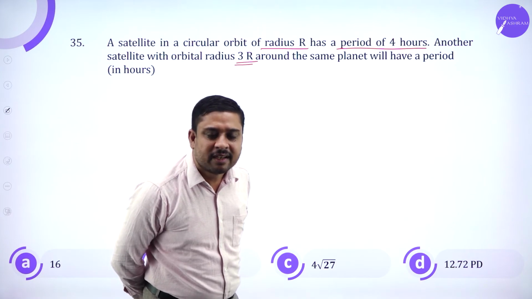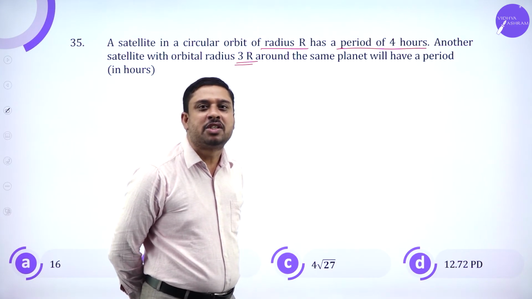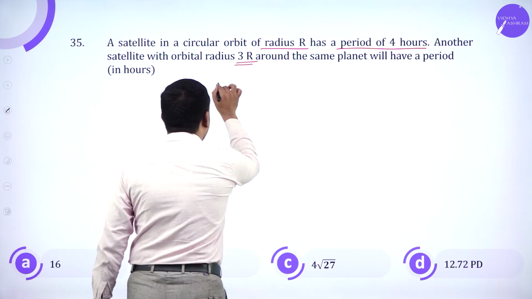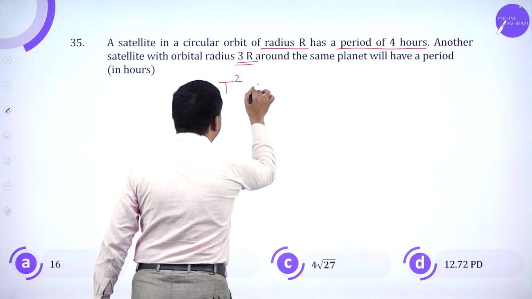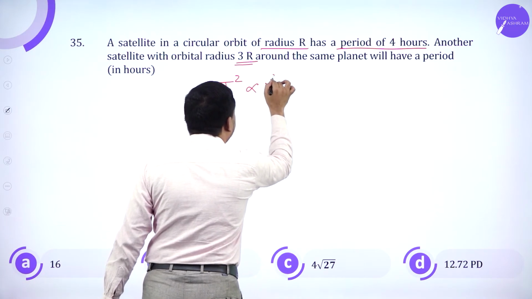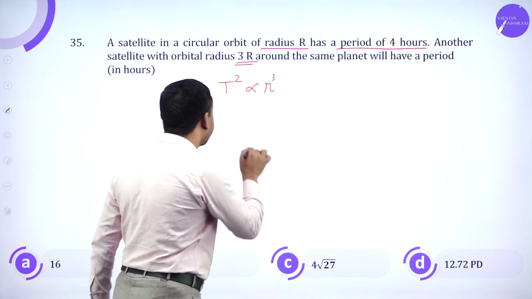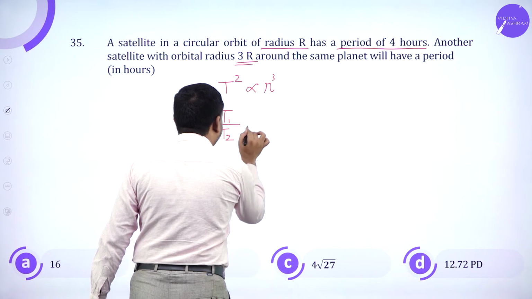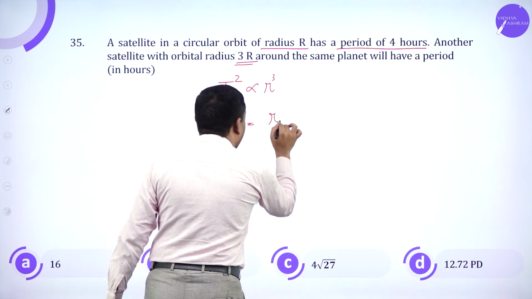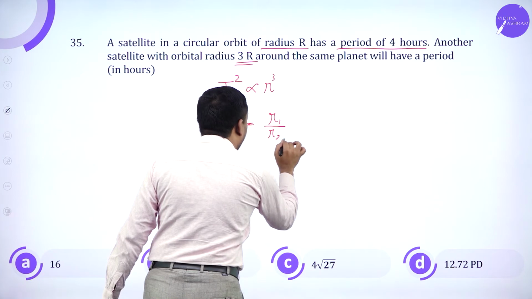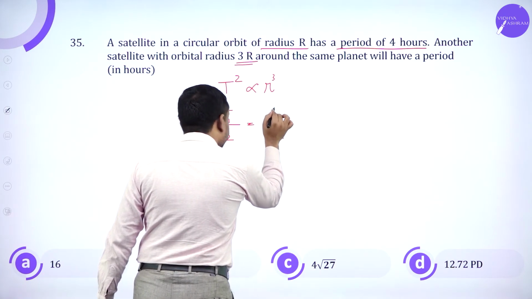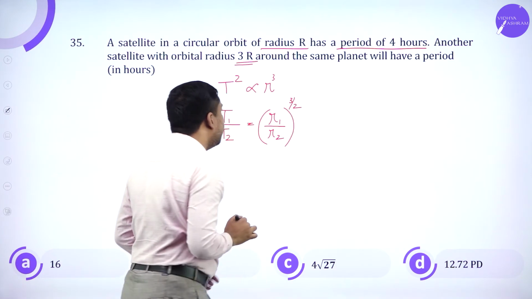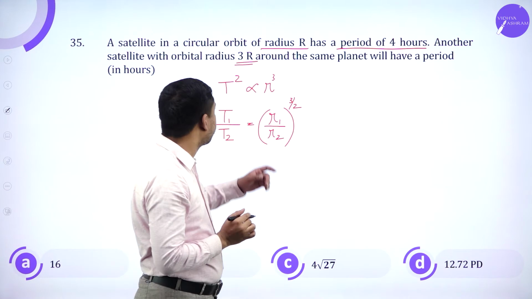Any expression? Good. Kepler's law of period, Kepler's third law, which says T square is proportional to R cube, or T1 by T2 is R1 by R2 to the power 3 by 2. Eliminate square roots.